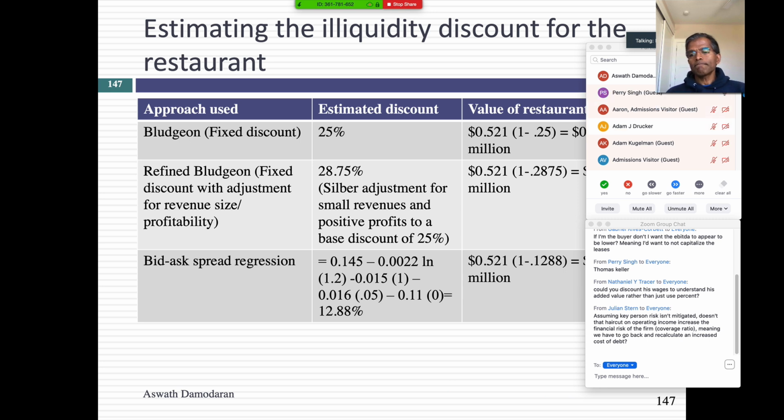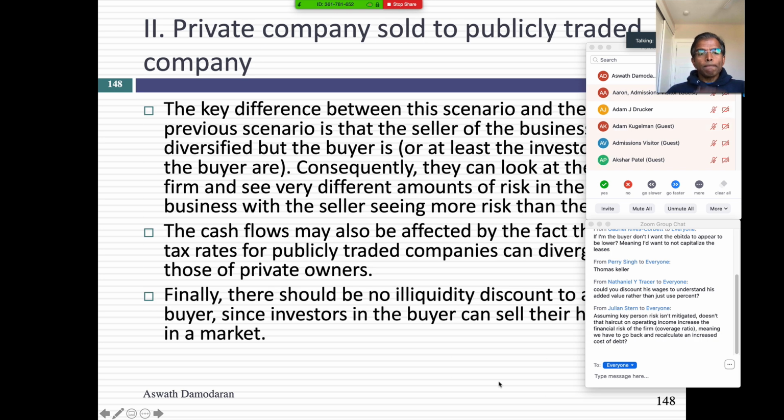Understood. Thank you. So that's a private to private transaction. It is the messiest because you have to deal with the diversification, with the total beta, and the illiquidity, with an illiquidity discount. Two separate issues, right? Lack of diversification and illiquidity might go together, but you have to deal with both separately. Let's move to a second scenario. Are there any other questions on private to private transactions?